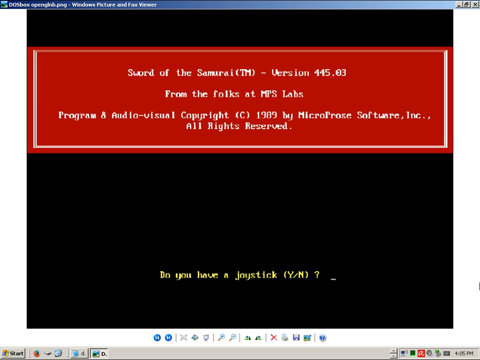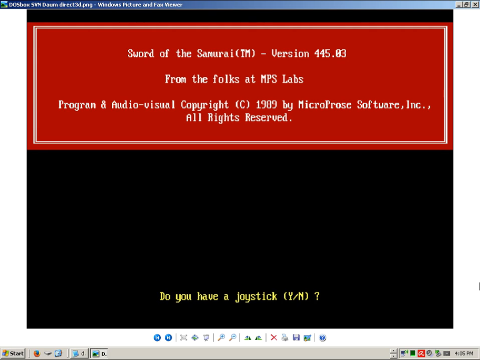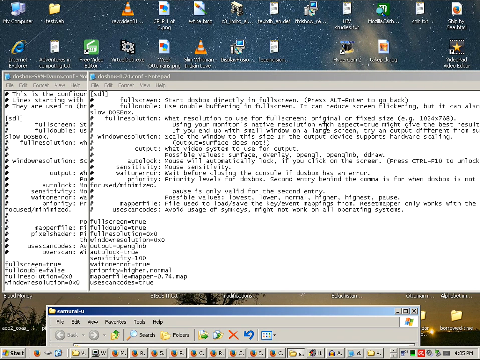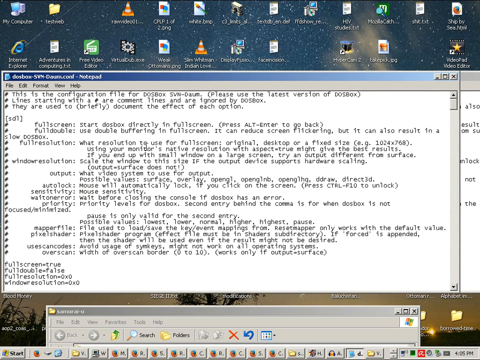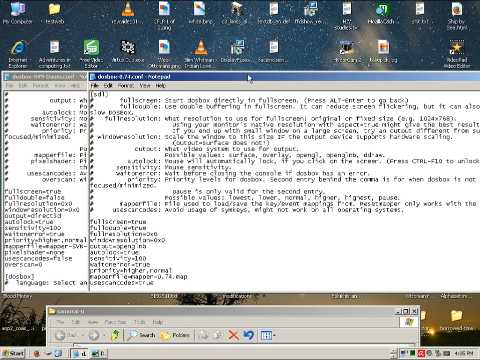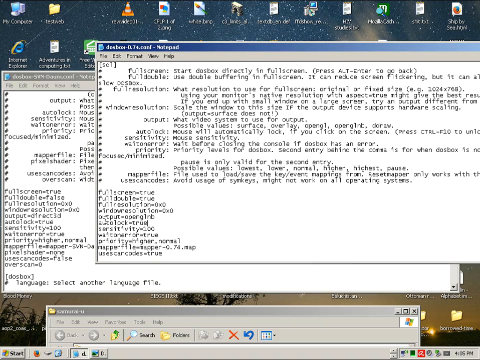And for this, it's Direct 3D under SVN DOM, which I think is kind of weird because this is a two-dimensional program. But anyway, most of the settings in the two configuration files are pretty similar. On the right here is the regular DOSBox file, and let's get this lined up here. They're pretty much the exact same thing except for the output method, and DOSBox doesn't have Direct 3D as an output method, which is why I was using SVN DOM in the first place, because it looks good.